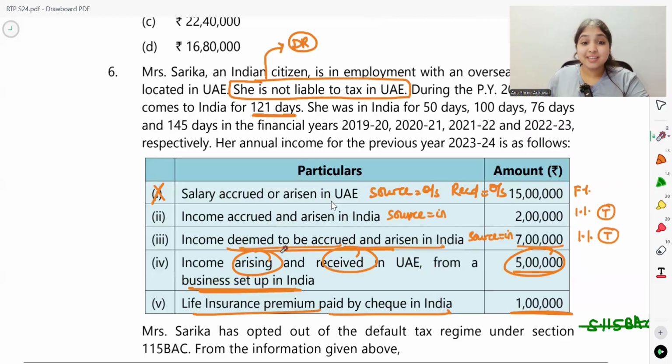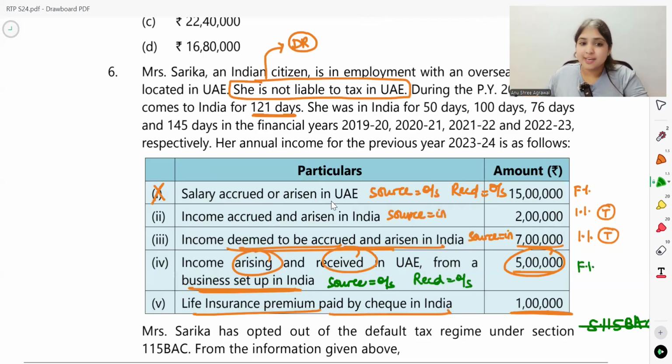Then, what about the next one? Income arising and received in UAE from a business set up in India. Where is the source of this income, guys? It is arising in UAE, so the source is outside India. It is received also in UAE, received also outside India.